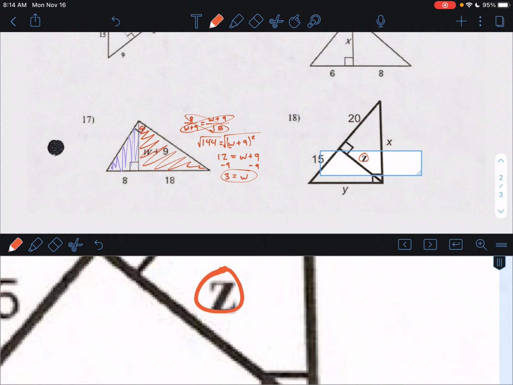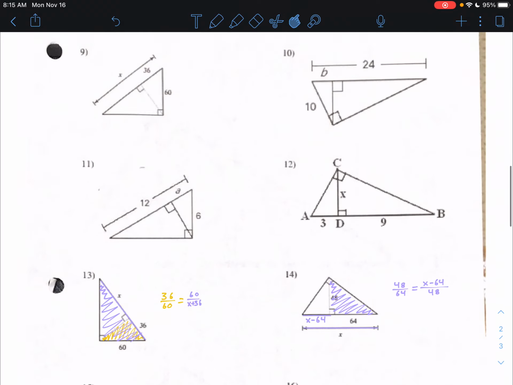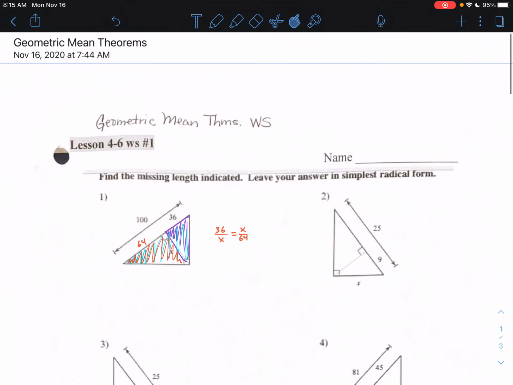But z is going to be different, and you can use whichever measures you need to solve for z, because you're going to have a lot of measures given to you on this one. But yeah, write out what x and y would be, and then use z as well. And that's all I wanted to discuss on the worksheet for today.